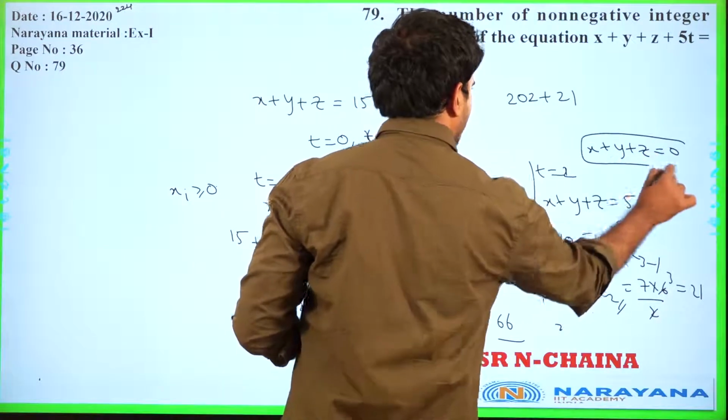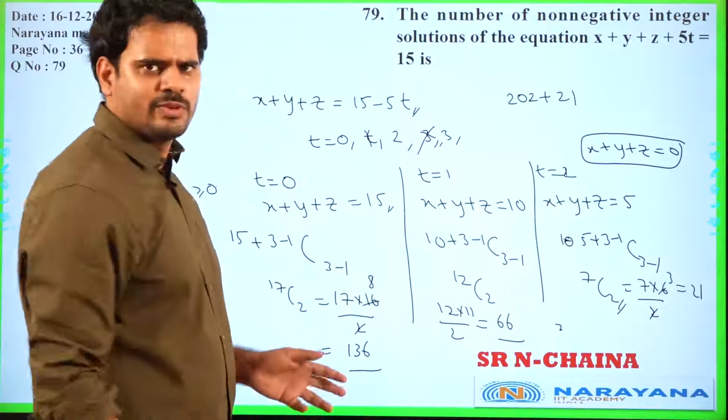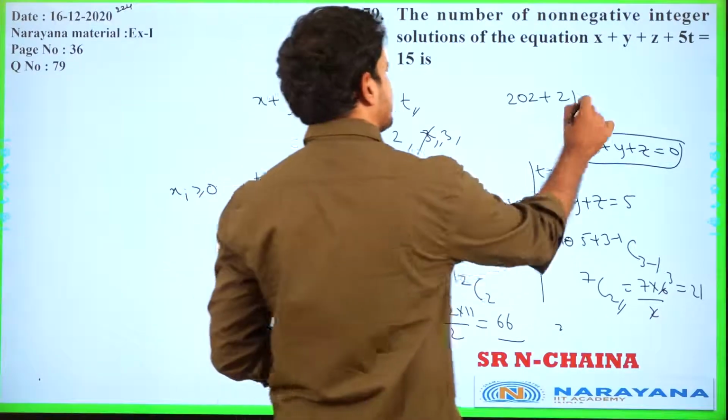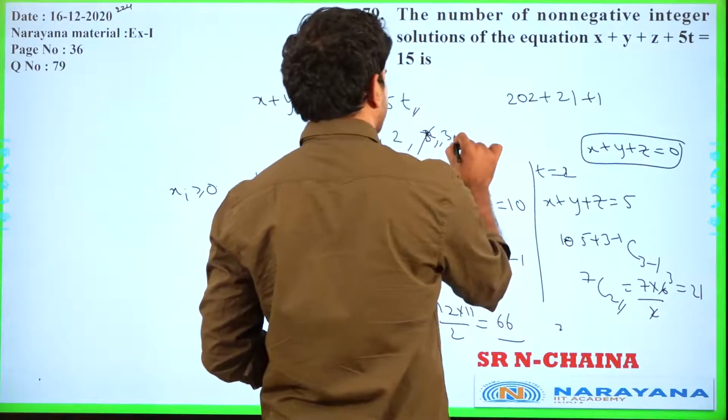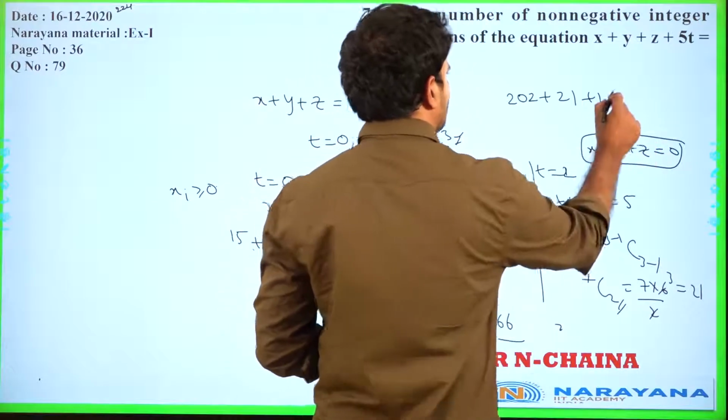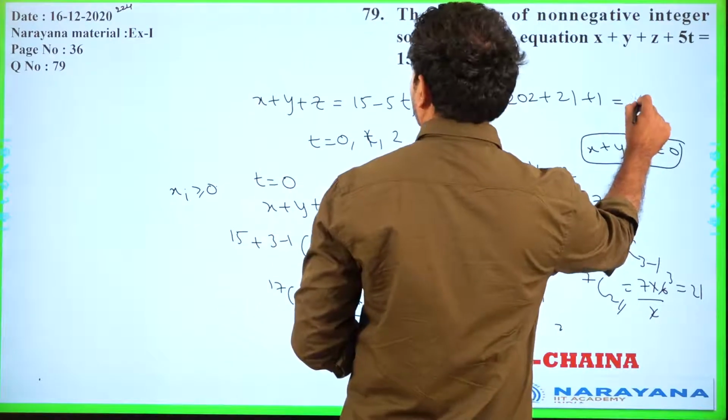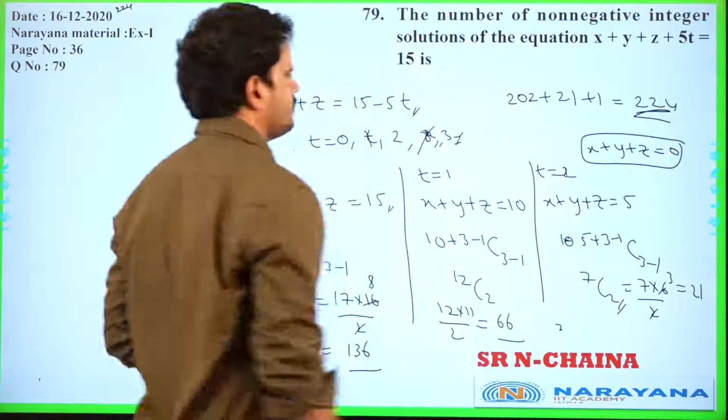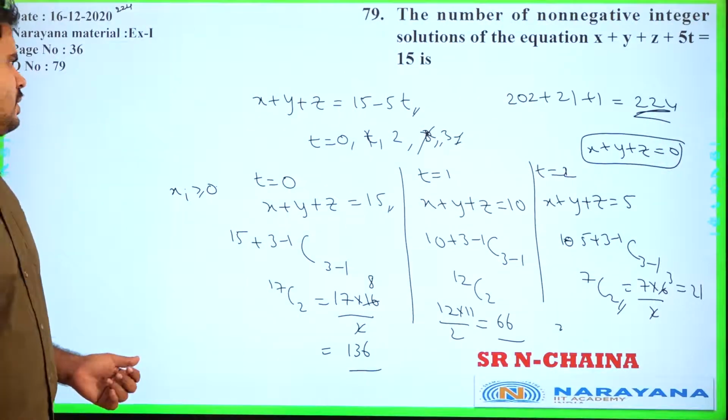Even that case also can be added people. That happens when what? Everything is 0. So plus what? One more extra case. So even 3 cases we can take and it becomes 0. So how much you get people? You get what? 224. Let me go with the next question.